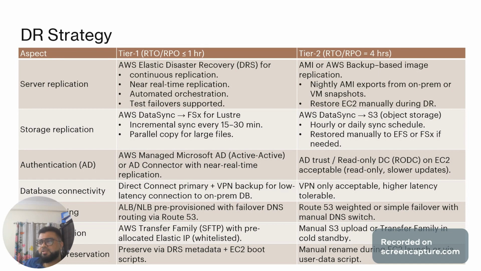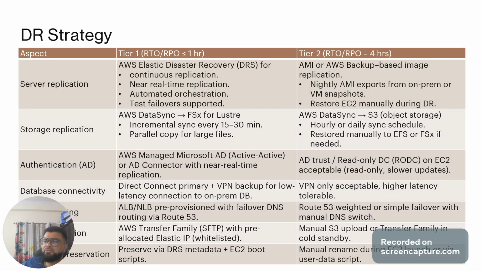For Tier 2 workloads, such as non-customer facing or lower priority applications, we can adopt a cost-optimized DR design. Here we first create servers on AWS similar in configuration to the on-prem servers and then create Amazon Machine Images, or AMIs, or use AWS Backup with Storage Gateway to take scheduled snapshots. These snapshots are securely stored in S3 or backup vaults, and in case of a disaster, EC2 instances can be restored manually from these images within the DR environment.